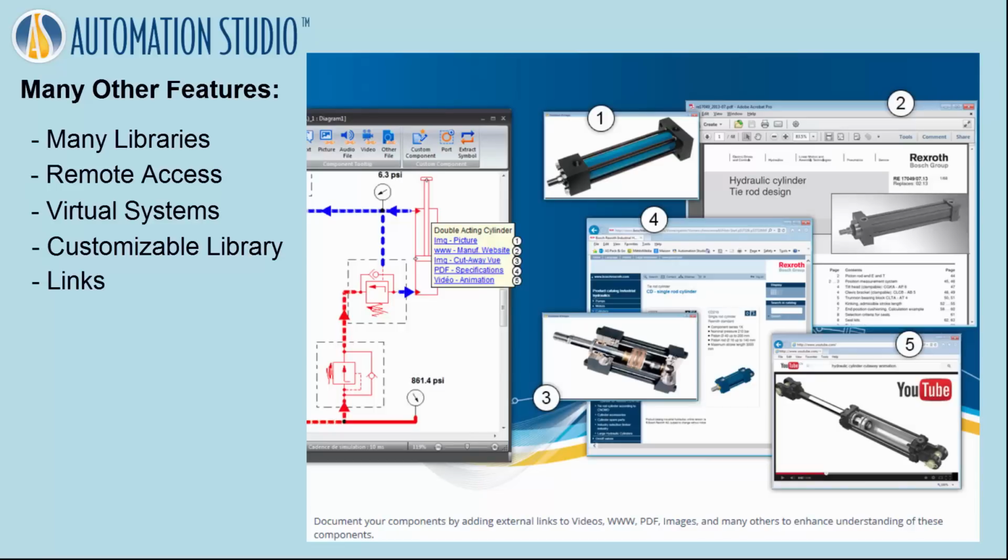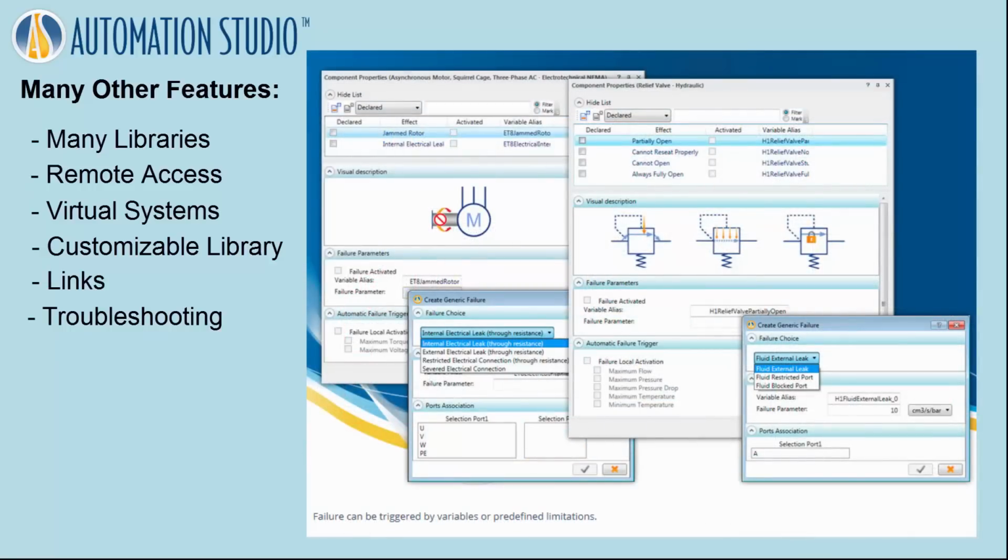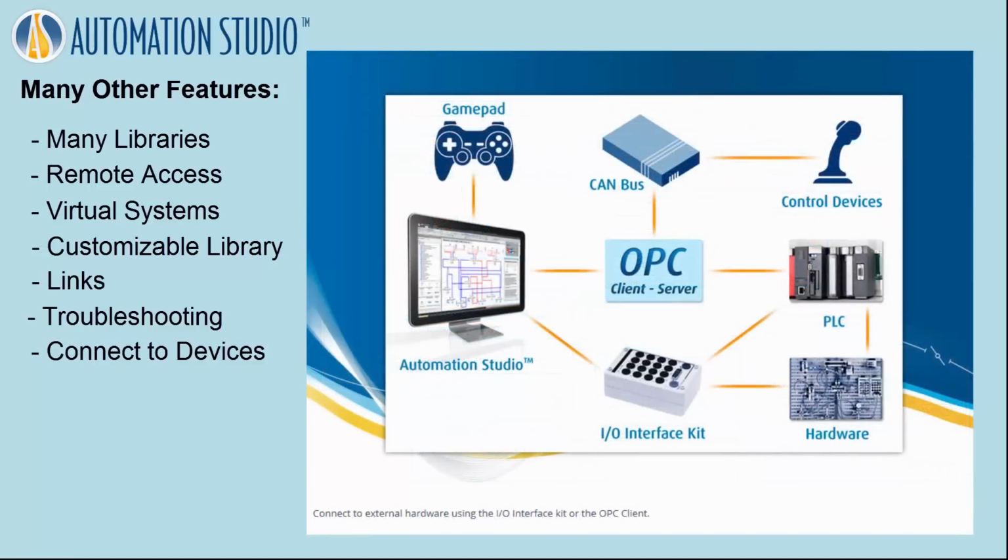You can also insert links to outside documents, websites, videos, or any information that can enhance the understanding of a particular component. You can also insert links to audio files that will be explaining the assignment. Automation Studio is also a great tool for troubleshooting. You can modify parameters, insert faults, and see how the system behaves with these changes. Great for what-if scenarios.